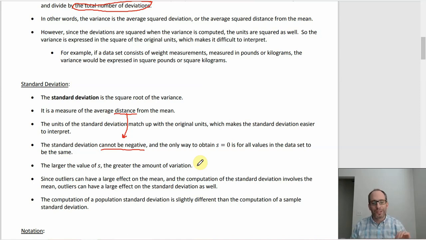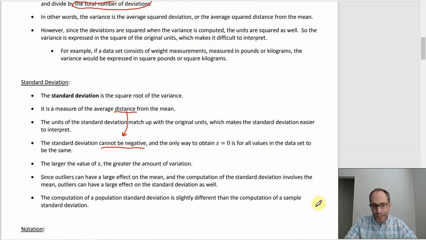They're all over the place. And then the other thing here: since outliers can have a large effect on the mean, and the standard deviation is based on the mean, right? It's the average squared distance from it. Then outliers would have a large effect on the standard deviation too.